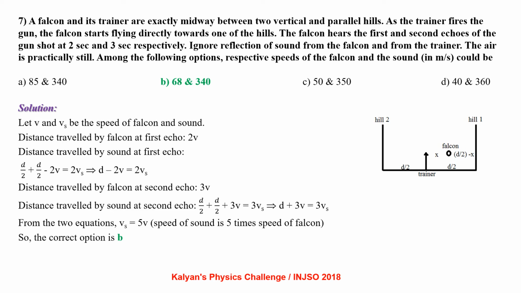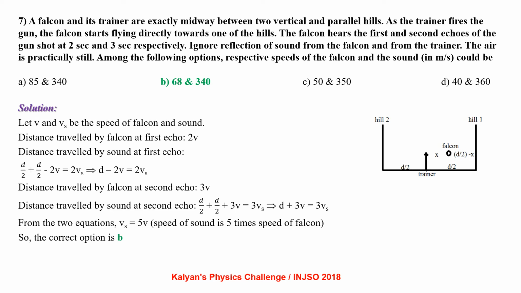Let V and Vs be the speed of falcon and sound. Distance travelled by the falcon at the first echo is 2V. Distance travelled by the sound at first echo is d/2 + (d/2 - 2V), that is 2Vs, which implies d - 2V = 2Vs.